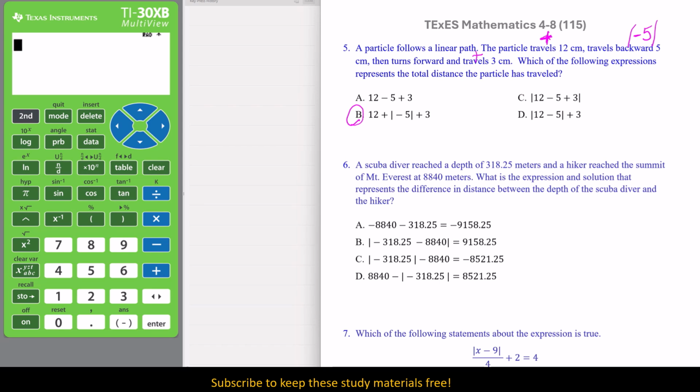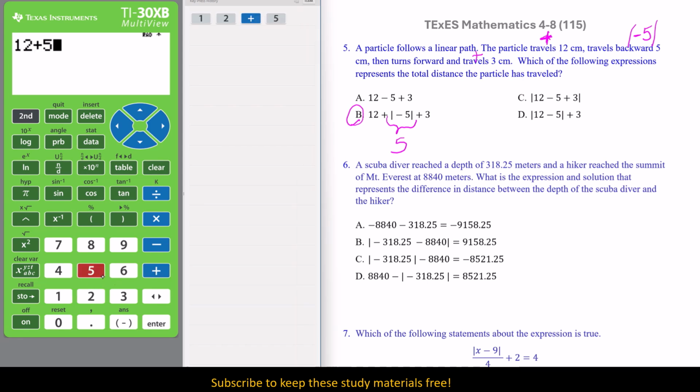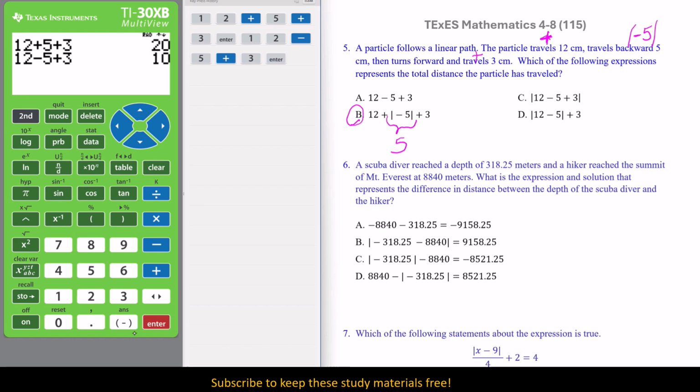Okay, so let's see. Now let's put it in our calculator because we know this is a +5 because it's just distance. Okay, so 12 plus 5 plus a 3, 20 centimeters. So I agree with that. However, A, I'm going to have to disagree with because 12 minus the 5, well, we can't subtract off distance unless they tell us it's less a certain distance, but that's not what they're saying. So that would be 10. So I disagree with that.